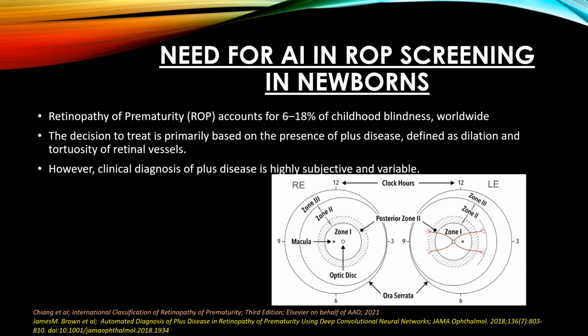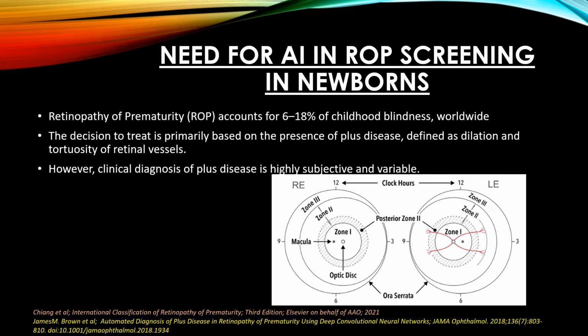The need for AI in ROP screening in the newborns. So as we know, ROP accounts for 6 to 18% of childhood blindness worldwide, and the decision to treat is primarily based on the presence of plus disease. So if anybody does not know what plus disease is, we have to have three characteristics. That is, there will be vitreous haze, there will be poorly dilating pupils, and along with that there are going to be engorged and tortuous vessels. The engorged, by which I mean dilated, and tortuous retinal vessels.